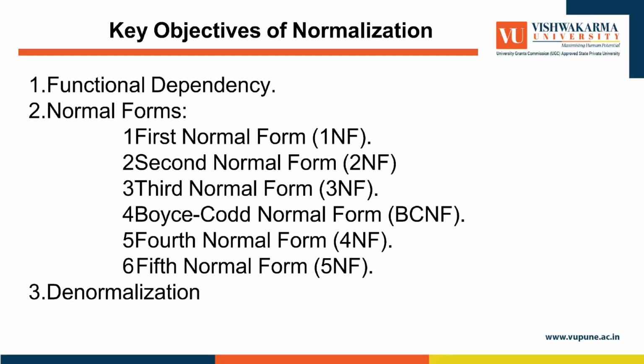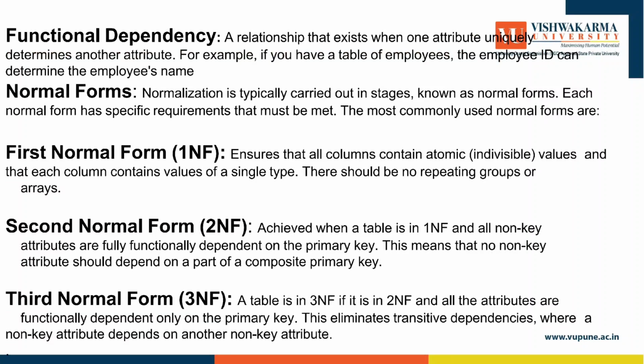First one is the functional dependency. Second one is the normal forms. In that, the first one is the first normal form 1NF, second normal form 2NF, third normal form 3NF, Boyce-Codd normal form BCNF, fourth normal form 4NF, and fifth normal form 5NF. And the third one is the denormalization. The first one is the functional dependency, a relationship that exists when one attribute uniquely determines another attribute.